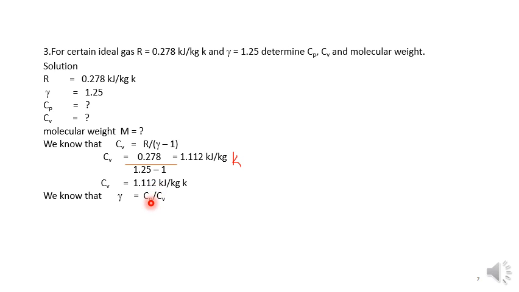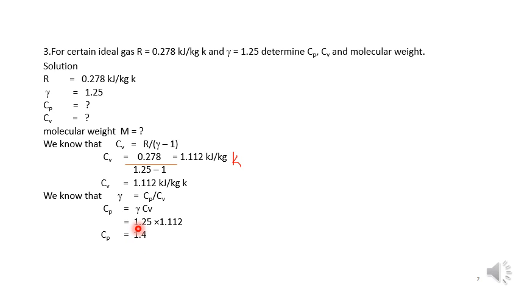So Cp, here I am writing, I am taking this Cv to the left hand side. It becomes Cv into gamma is equal to Cp, or Cp is equal to gamma Cv. So we know that the gamma value is 1.25, Cv value 1.112 kilojoule per kg Kelvin. So it is 1.25 into 1.112. So Cp is equal to 1.4.